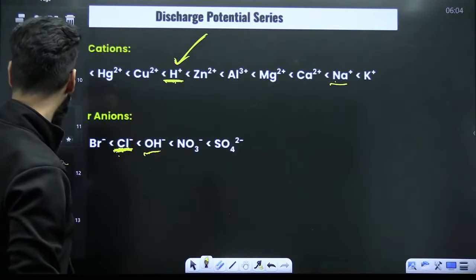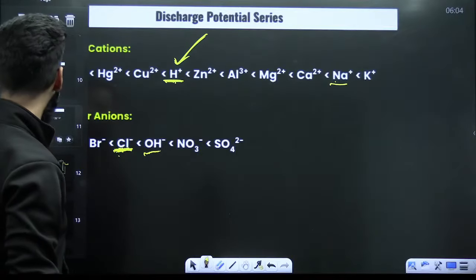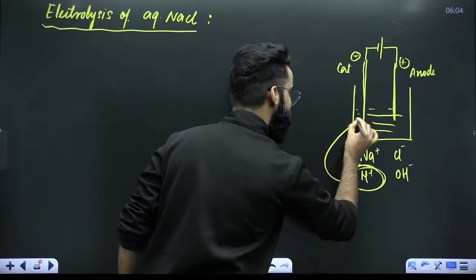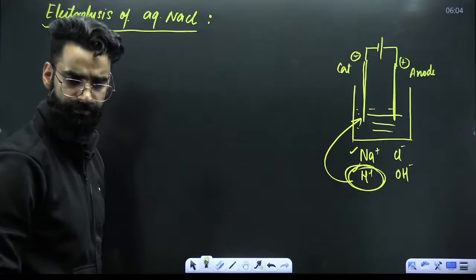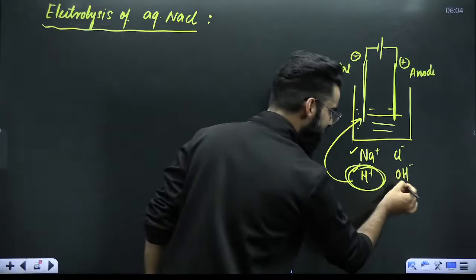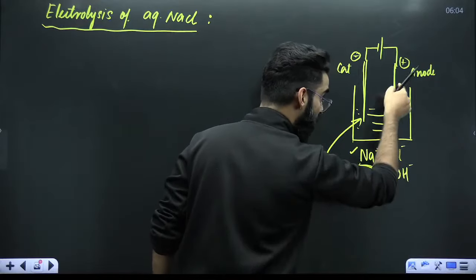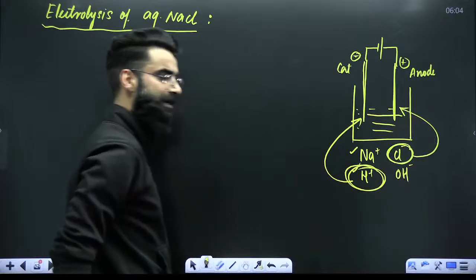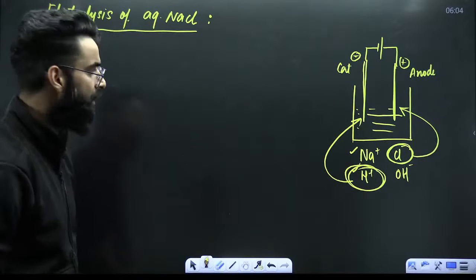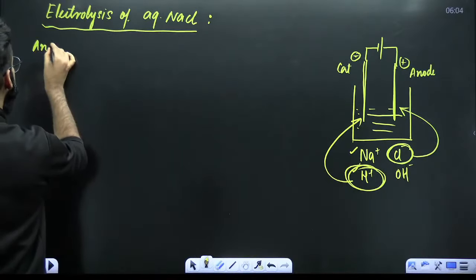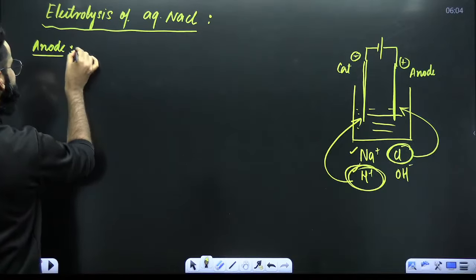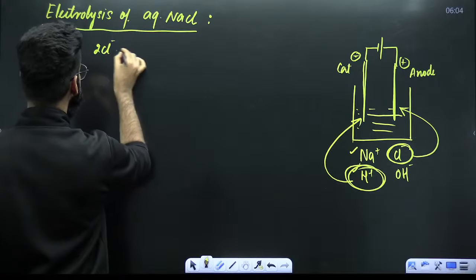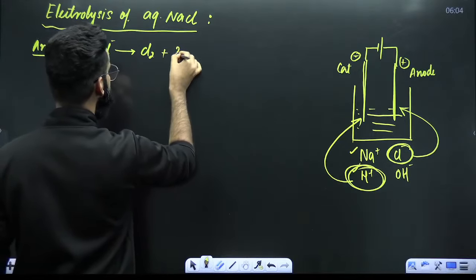My dear students, if H positive has got lower discharge potential, can I say it is going to be H positive which will undergo reduction here? Absolutely. Now among Cl negative and OH negative, which one will undergo oxidation at anode? Cl negative, its discharge potential is less, so it will undergo oxidation at anode. So what will be the reaction at anode now? Cl negative will lose electrons. So the reaction is 2Cl negative gives Cl2 plus 2 electrons.